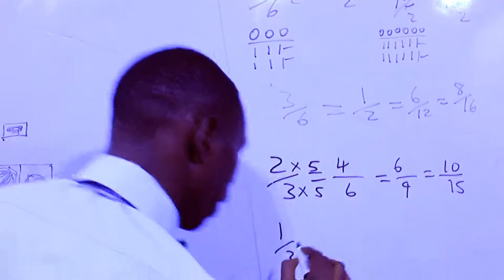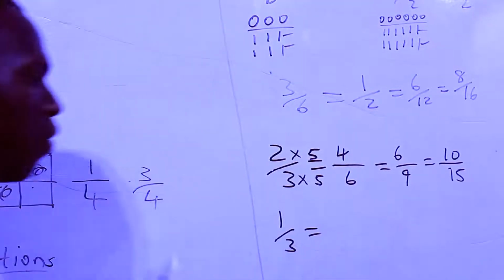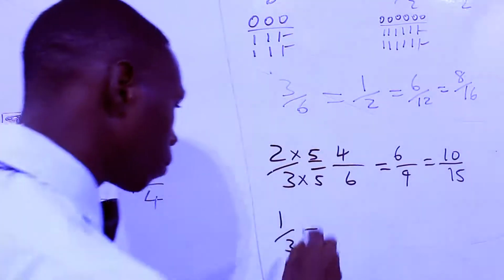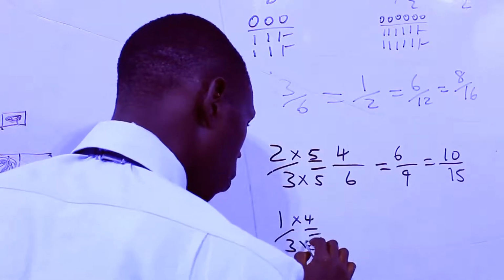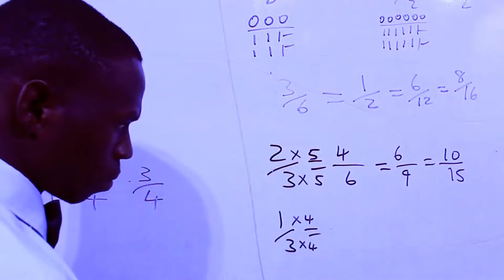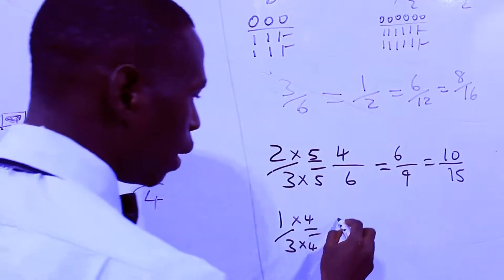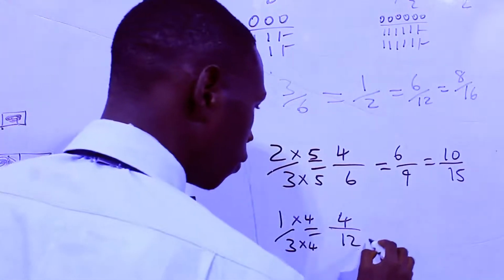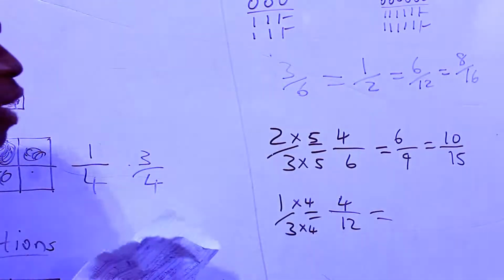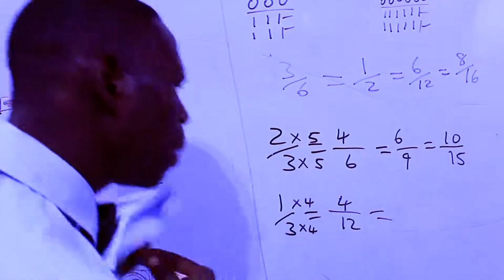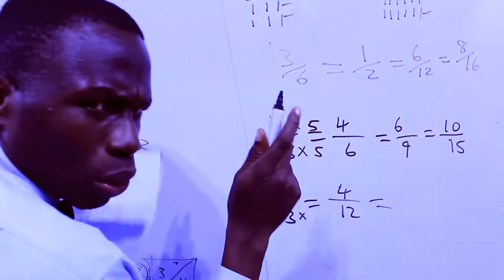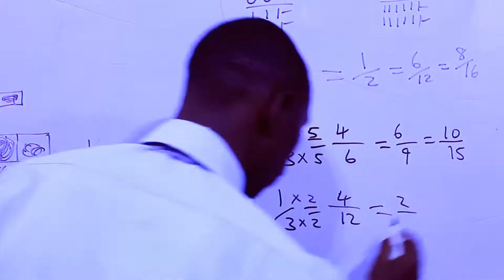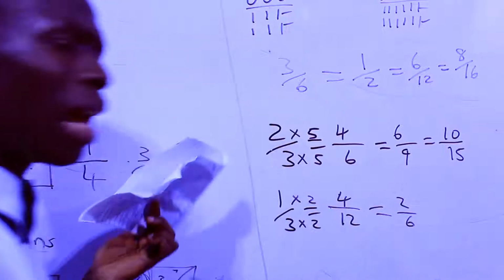Now let's try this, 1 over 3. How can we get the equivalent fraction? Let's choose a number. Let's multiply with 4. 4 will multiply here and 4 will multiply here, giving us what? The equivalent. 1 times 4 is equal to 4. 3 times 4 is 12. If I want more equivalent fractions, I can change the figure. What else will I use? Let me use 2. 2 times 1 is 2, all over 3 times 2 is 6. This is another equivalent fraction.